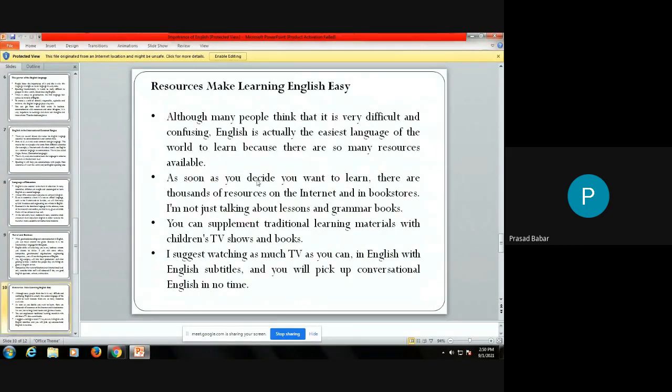The next point is, as soon as you decide you want to learn, there are thousands of resources on the internet and in bookstores. There are online resources and offline resources. We can download books related to English grammar from the internet or bookstores, or we can purchase books from bookstores also. English has the most resources we can find.